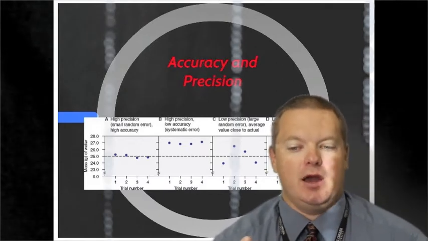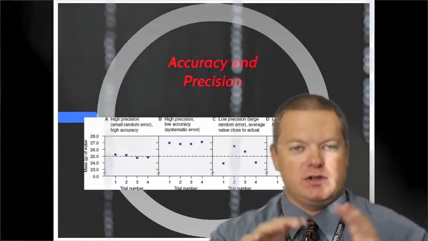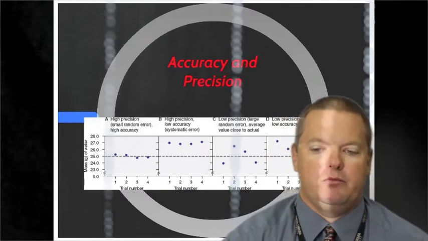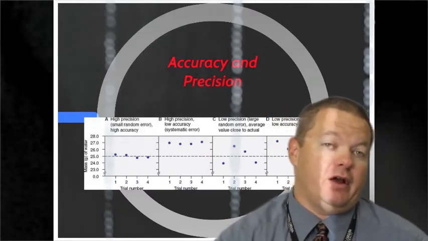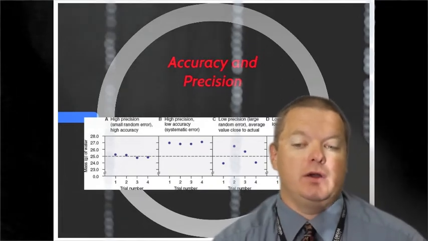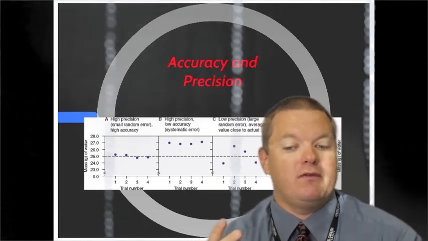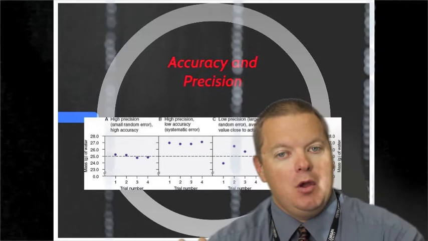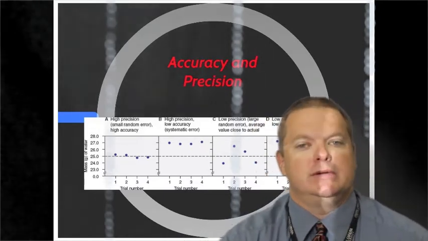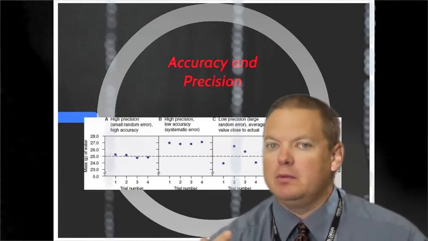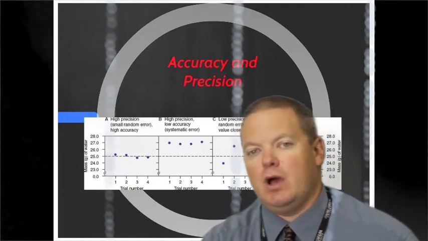If we look at C now, we have numbers that are sort of around that true value. If we took the average of those values, we would get a value that's very close to the true value. So in C, we are very accurate, but because the points themselves are very far from each other, we would say we lose precision, which means there's probably an error associated with these measurements as well.